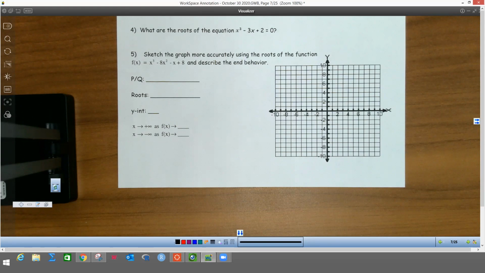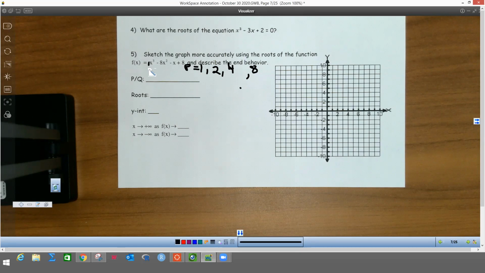So we're going to do this number 5. It says sketch the graph more accurately using the roots of the function. So that means the zeros. And we want this function, x cubed minus 8x squared minus x plus 8. We're supposed to do the p over q's. P is the factors of 8. So factors of 8 are 1 and 8 and 2 and 4.